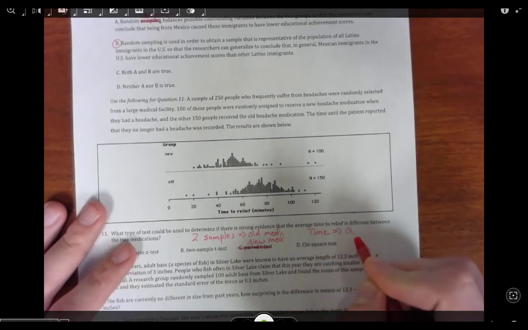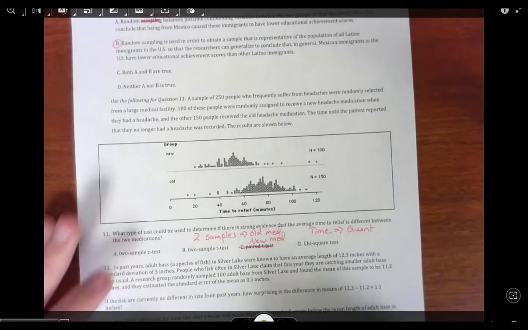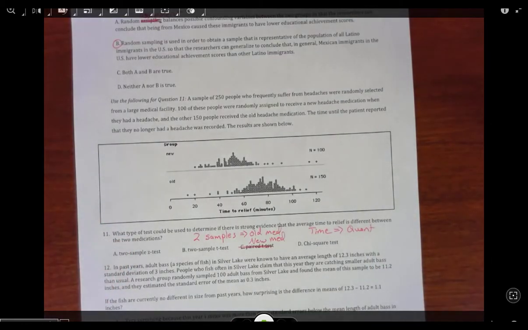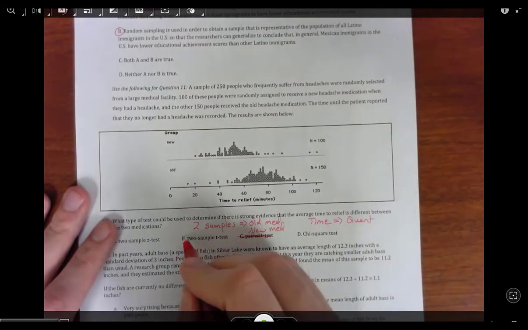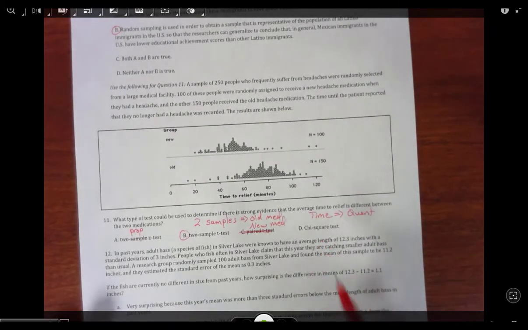So what we're actually recording for each person is their time till they no longer had a headache, and time is a quantitative variable. So we're going to use a t-test. Anytime we have a quantitative variable, we're always going to use a t-test. So the only one up here that has two samples and a t-test is B. A two-sample z-test we don't do. We do a two-sample proportion test if we have two different categorical variables. And we do a chi-square test if we have two different categorical variables with more than two categories.